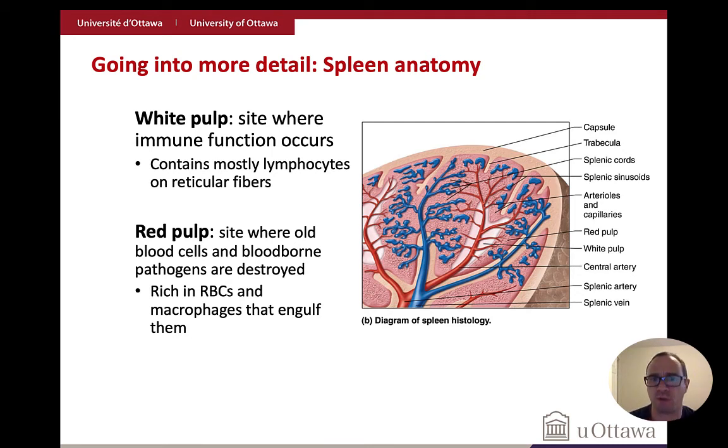Red pulp is where most of these functions related to red blood cells are taking place. So this is where macrophages will engulf old red blood cells and recycle their contents, particularly the iron that is in red blood cells. And we'll see in the next unit that the iron in red blood cells is actually really important for the binding of oxygen in those red blood cells.